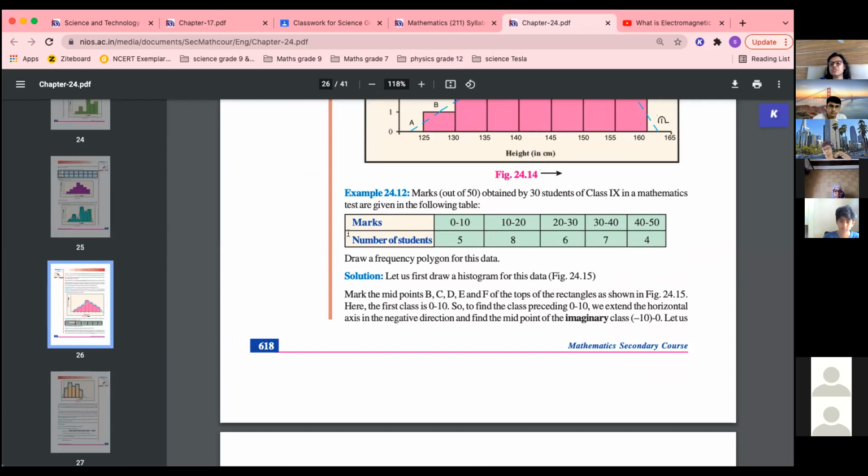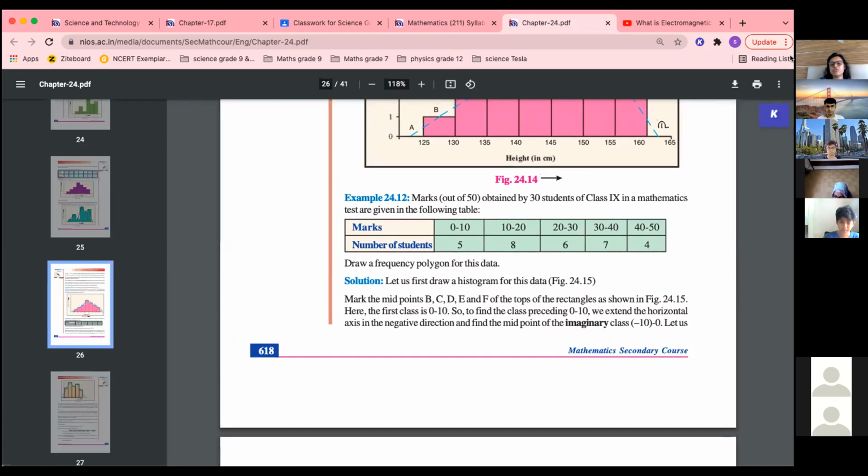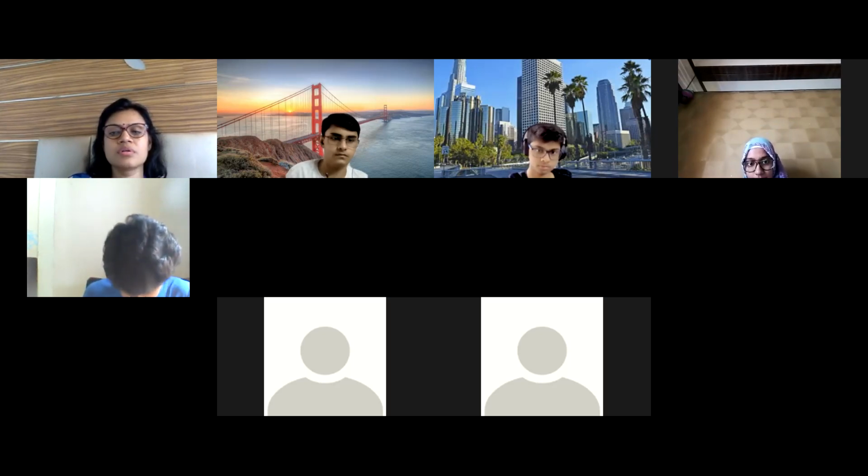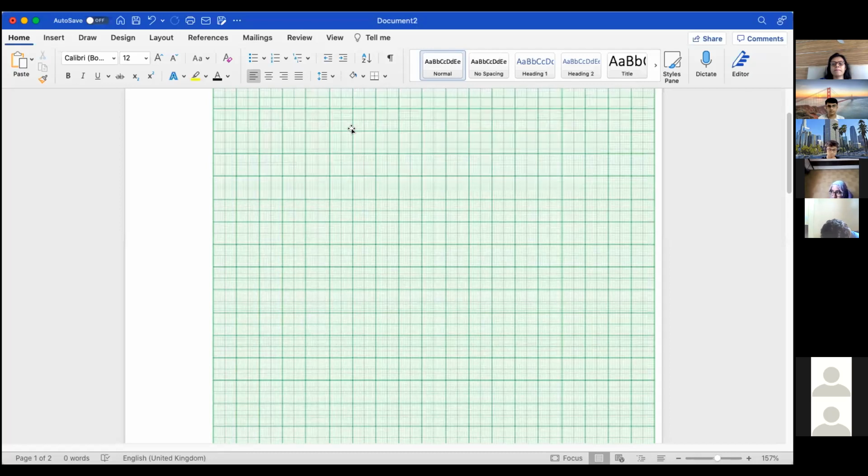Just copy down this table in your graph notebook: 0 to 10 marks, number of students out of 50 students. This is your table. Note it down, everyone, and show me the graph. I'll also draw it with you so that you don't make mistakes. Noted or not?